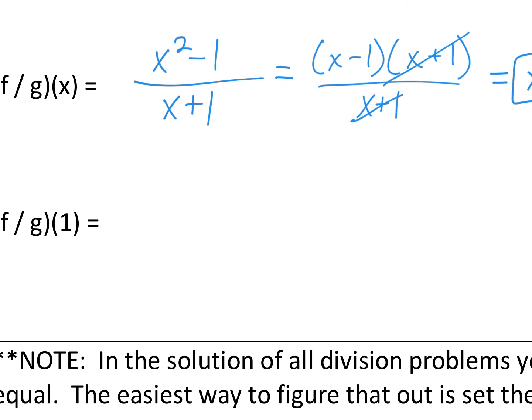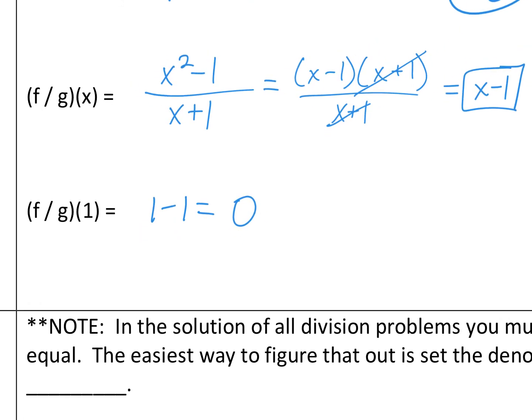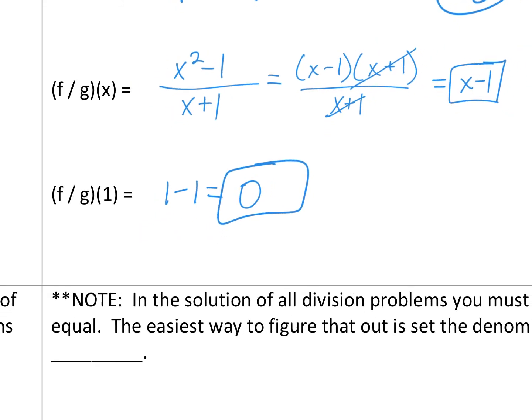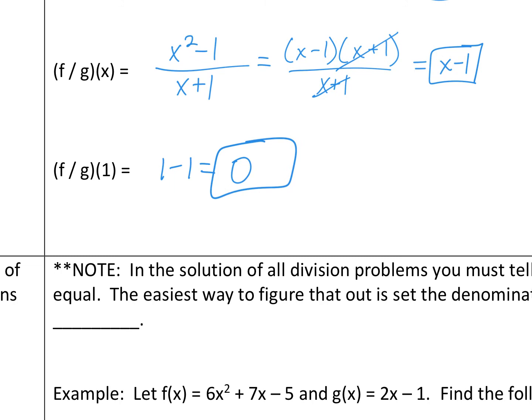So last but not least, f divided by g of 1, that should be pretty easy. Can we do that? We can't do this problem right here? 1 minus 1 is 0. No way. You guys are so smart. Okay, cool. Any questions on that?